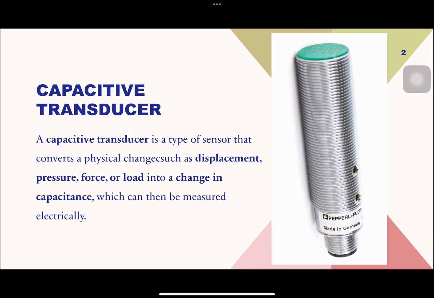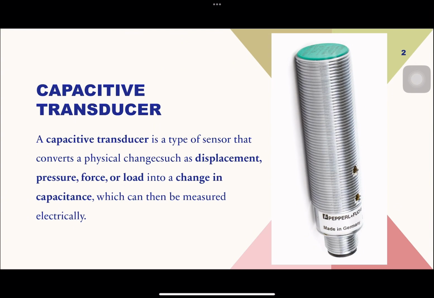A capacitive transducer is a type of sensor that converts physical changes, such as displacement, pressure, force, or load, into a change in capacitance, which can be measured electrically. This makes it very useful in precise sensing and instrumentation.